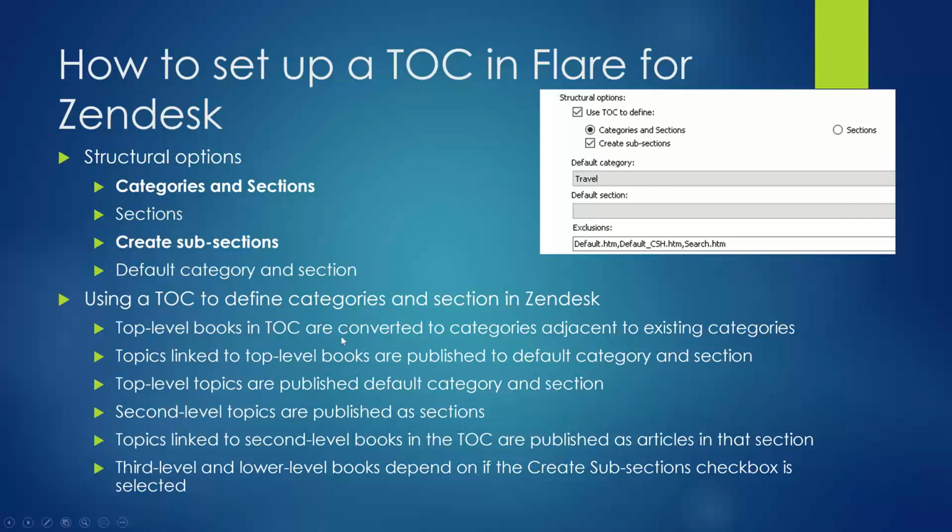Top-level books in the TOC are converted to categories and adjacent to existing categories. Topics linked to top-level books are published to the default category and section. Top-level topics are published to the default category and section. Second-level topics are published as sections. And then topics linked to second-level books in the TOC are published as articles in that section. Third-level and lower-level books depend on if the create subsection checkbox is selected. And as I mentioned previously, the subsections are only available if you have the Zendesk Enterprise license.